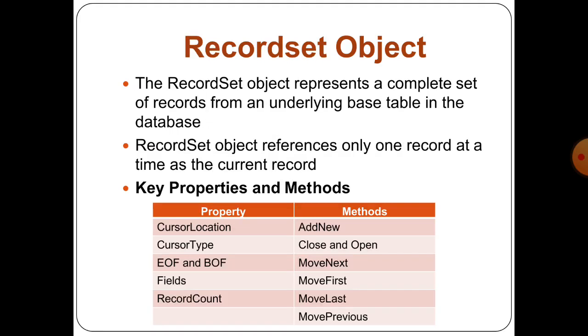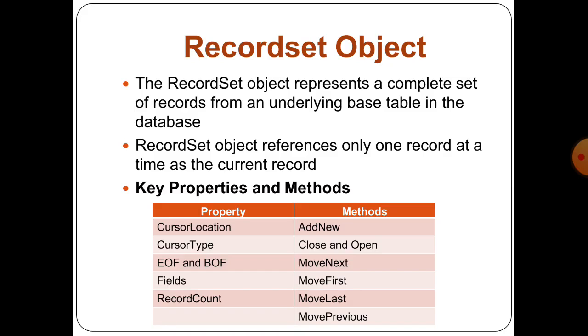And next we are having the record set object. The record set object represents a complete set of records from a table in the database. The record set object references only one record at a time, and that record is the current record.